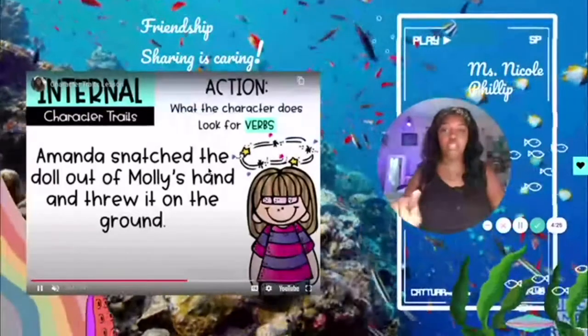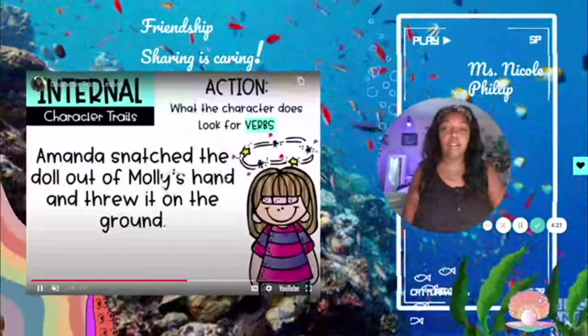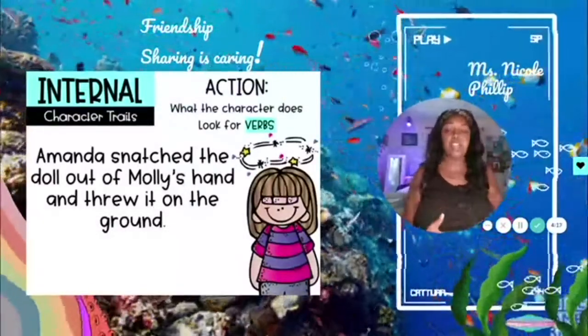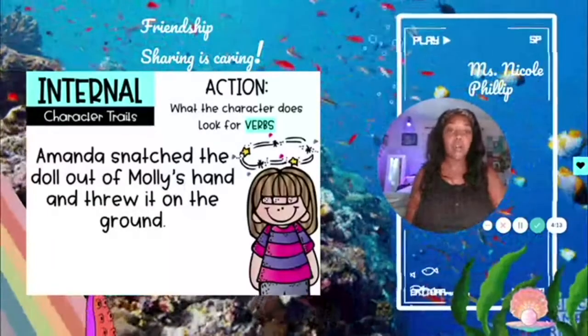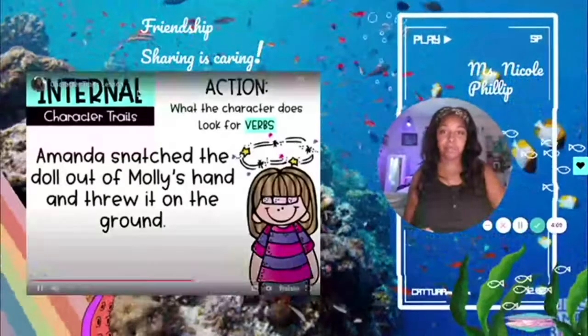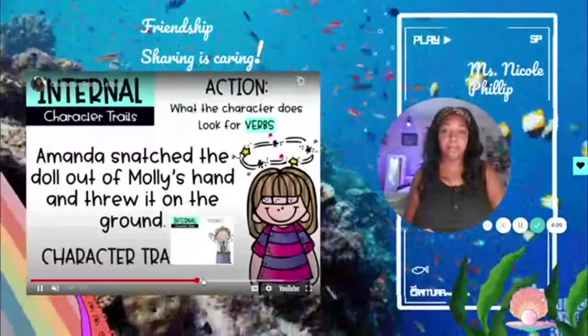So what did she do? She snatched the doll out of Molly's hand and threw it on the ground. An action that we can say that Rainbow Fish did is he took off his scales and shared it with the other fish. And I think that's a wonderful example.